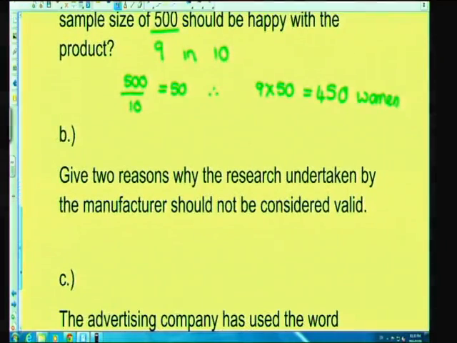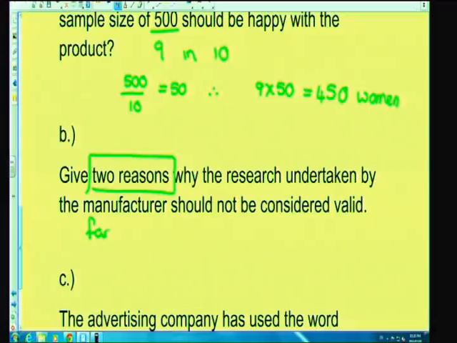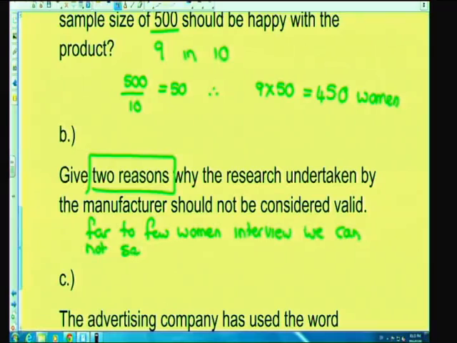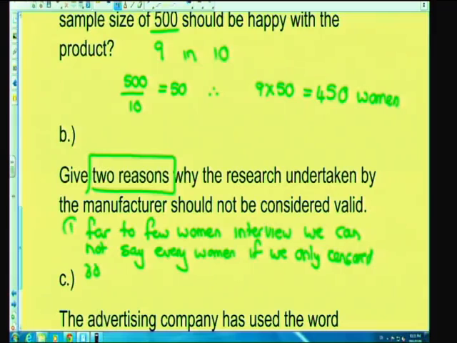Right, let's see what the next question says. It says, give 2 reasons why the research undertaken by the manufacturer should not be considered valid. Now, what's nice about this kind of question is you can answer just about anything if you can justify why you answer it. Now, the one thing I've been drawing attention to all the time is how many women were actually interviewed. There are far too few interviewed. We cannot say every woman if we only surveyed 30. Okay, so that's a very good reason.